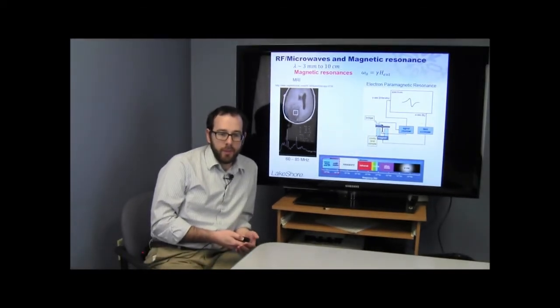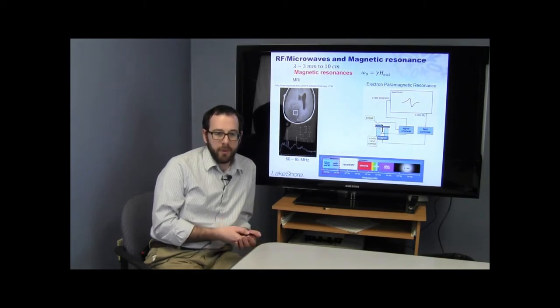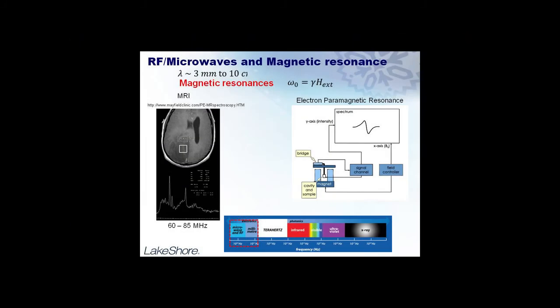We're going to go a little bit lower in energy, skipping over the terahertz regime, to the lowest energy region of the electromagnetic spectrum that we're talking about today, and that's the RF and microwave region. This is such low energy and such long wavelengths of light that these can couple to very low energy excitations. One of the more important of those low energy excitations is magnetic resonances.